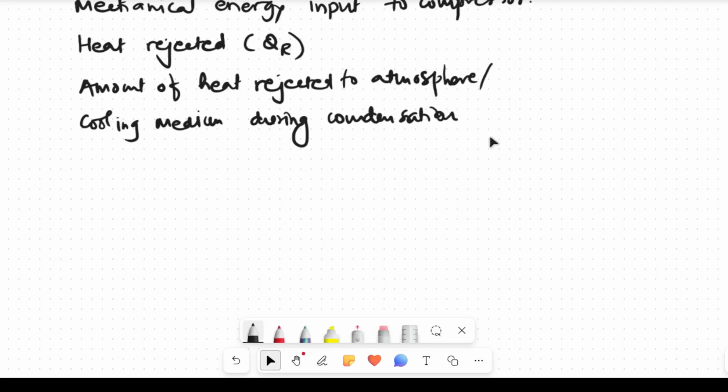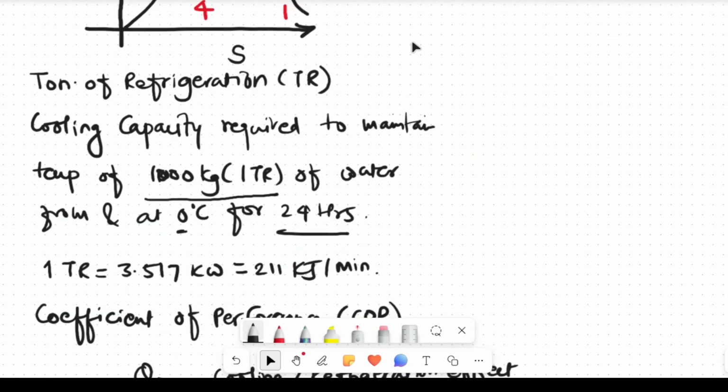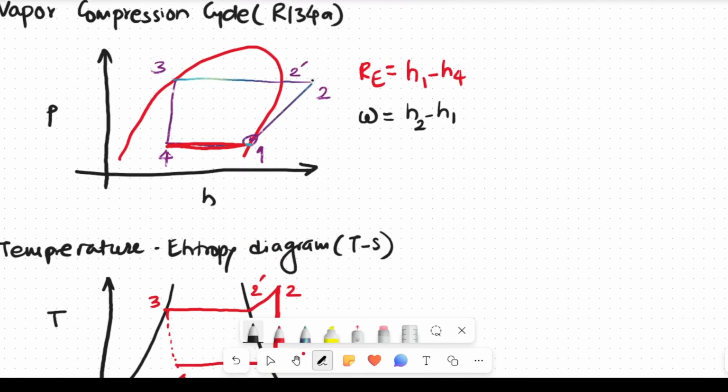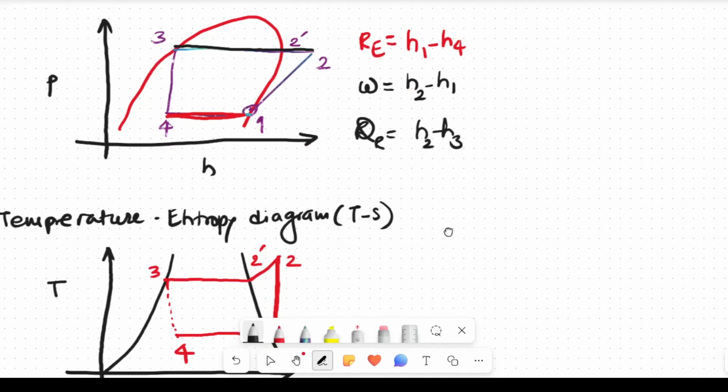Let us go back to our diagram. So, what we told, the process 2 to 3 is the heat rejected during the process of condensation. So, QR is equal to H2 minus H3. Now, the more the heat rejected, the bigger the size needed for the condenser, and the smaller the heat rejected, the smaller the size of the condenser required.